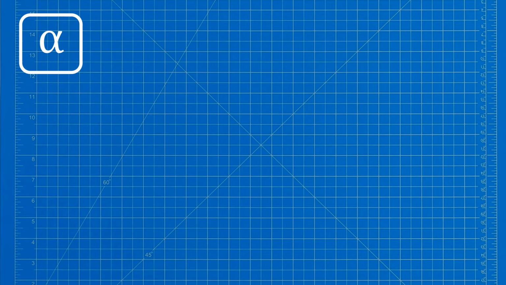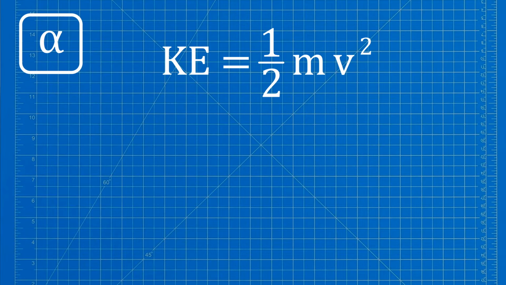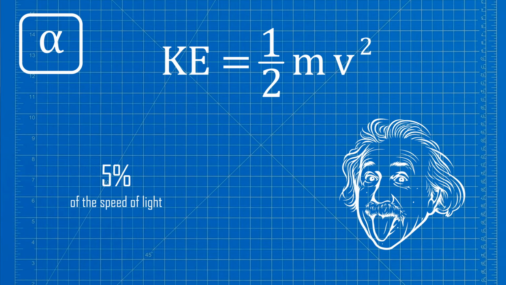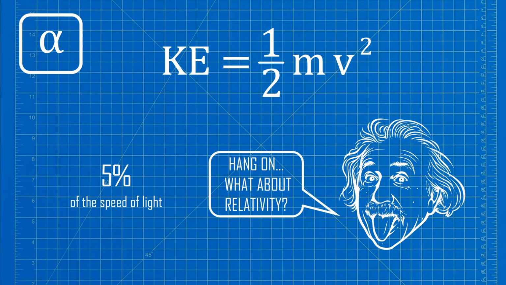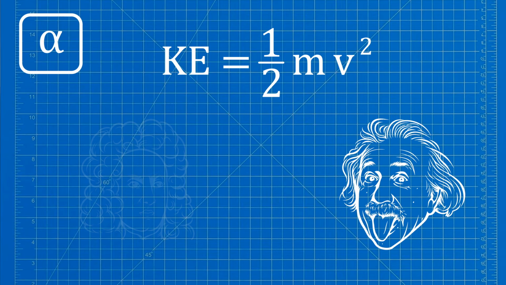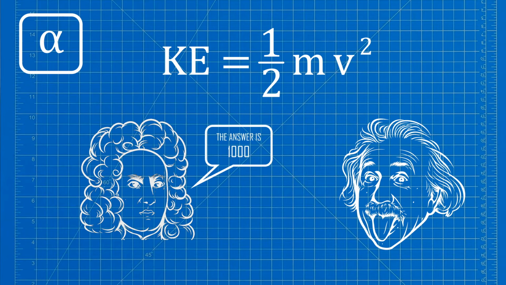I do need to specify clearly though, that because these particles are ejected from their parent nucleus at around 5% of the speed of light, relativity will also play a small part in defining their exact energy. That said, at these speeds, the discrepancy between Newton and Einstein will be around 0.1%.